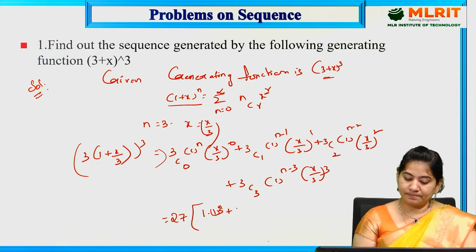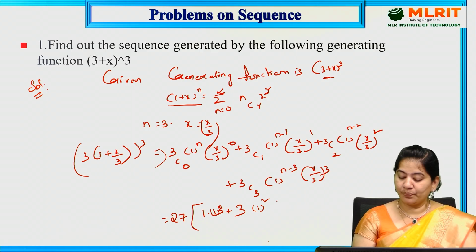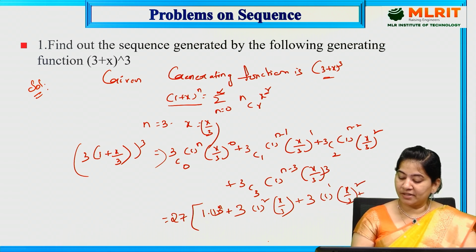Plus 3C1. 3C1 is nothing but 3, and 1 power n minus 1 is 3 minus 1, which is 2, and x by 3. Next you will get 3C2, which is 3, and 1 power n minus 2, 3 minus 2 is 1, times x by 3 whole square. Then 3C3 is again 1, and 1 power n minus 3 means 1 power 0. You will get x by 3 whole cube.